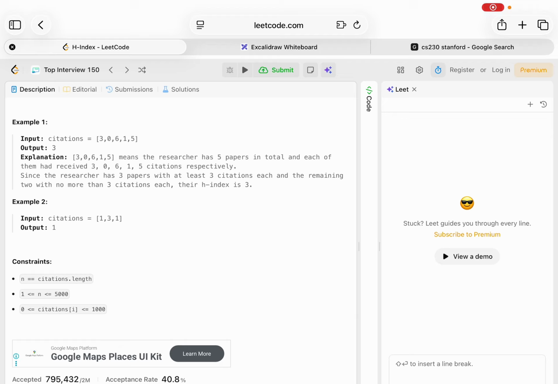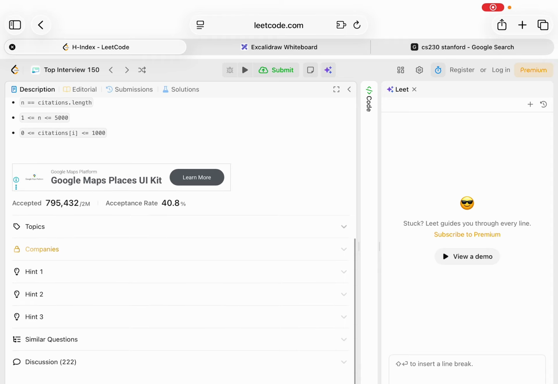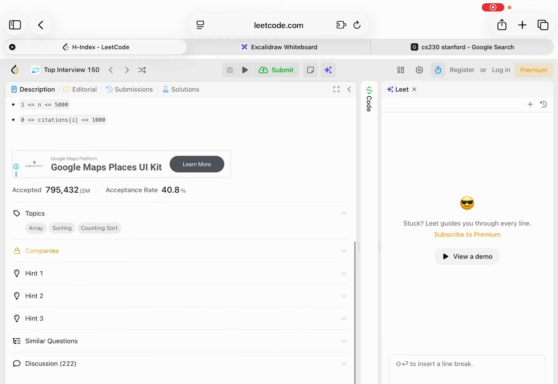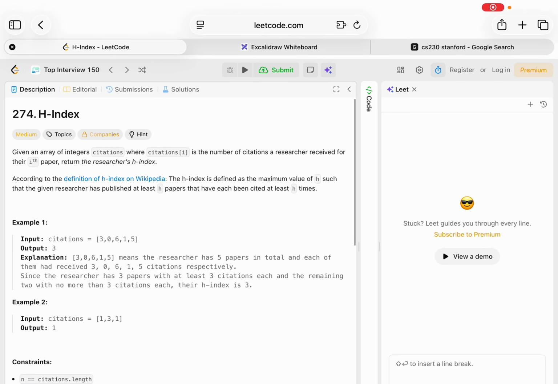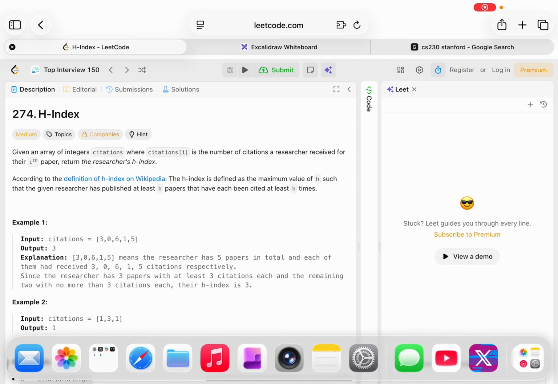Now, how many of these have been cited? Since there are 3 papers with at least 3 citations, and the remaining 2 have no more than 3 citations each, H index is 3. So again, what are the topics here? If you expand it, it's just sorting and counting sort. So it's not that hard. Let's just take this 3 0 6 1 5 problem.